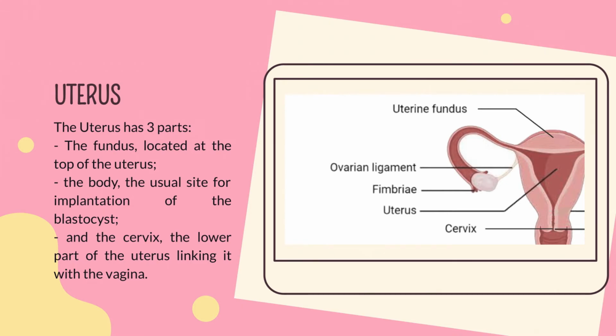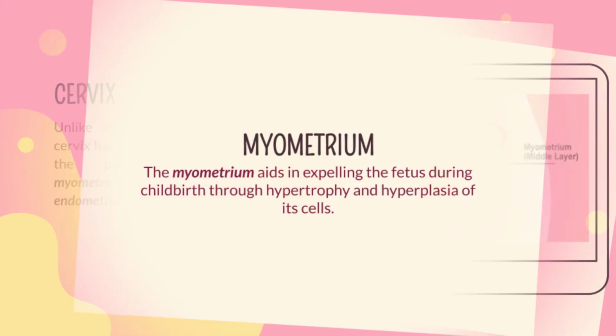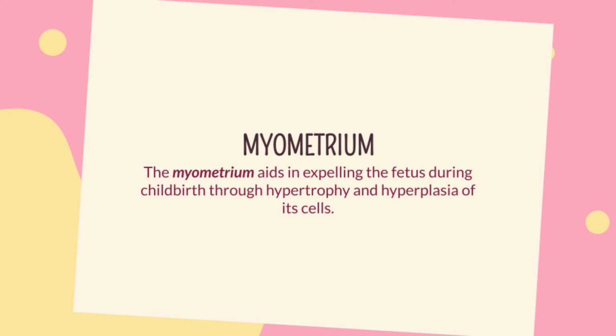the body, the usual site for implantation of the blastocyst, and the cervix, the lower part of the uterus linking it with the vagina. Unlike the other parts, the cervix has 3 additional layers: the peritoneum, the myometrium, and the endometrium. However, in contrast with the others, the myometrium serves significance during pregnancy. It aids in expelling the fetus during childbirth through hypertrophy and hyperplasia of its cells.